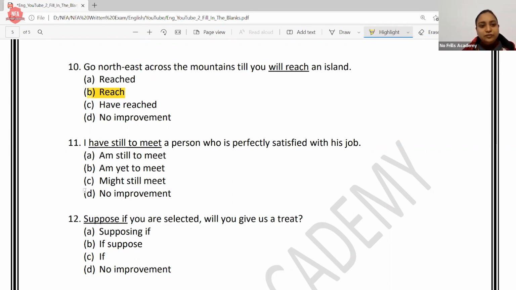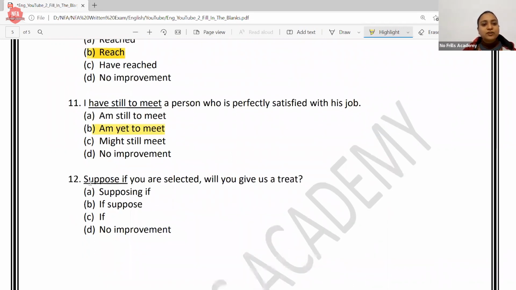I am yet to meet. I have still to meet me. I am yet to meet a person who is perfectly satisfied with his job. See, suppose and if cannot be used together. If you are selected, will you give us a treat? And that is what 12 is C. If you are selected, will you give us a treat?